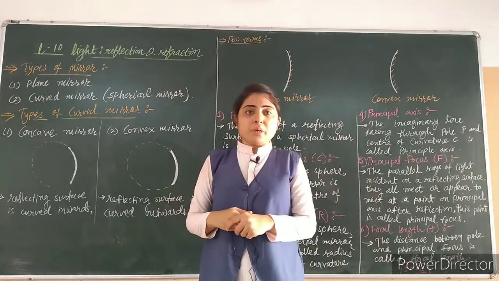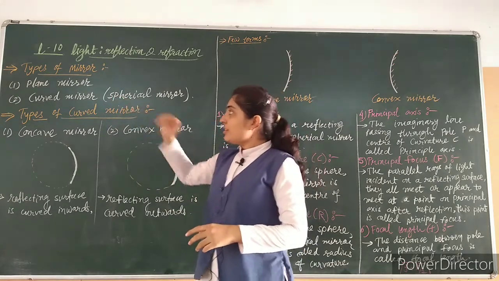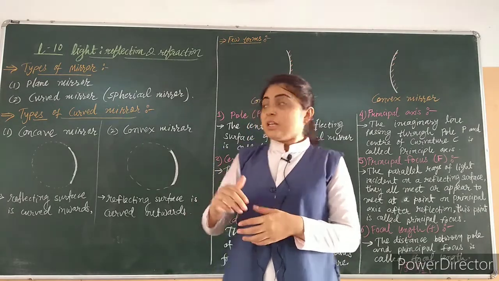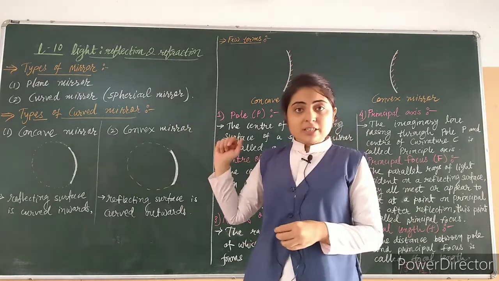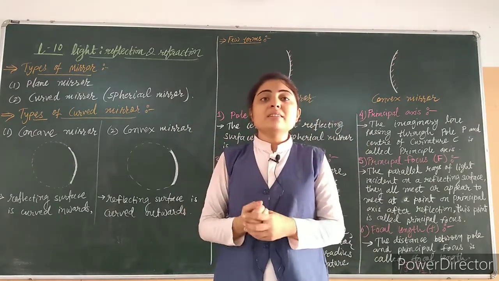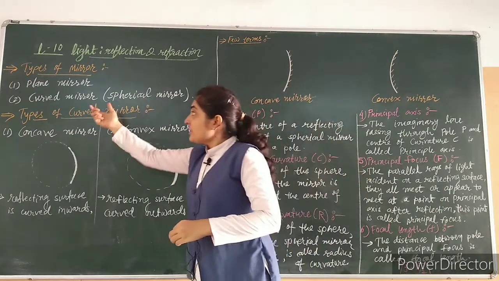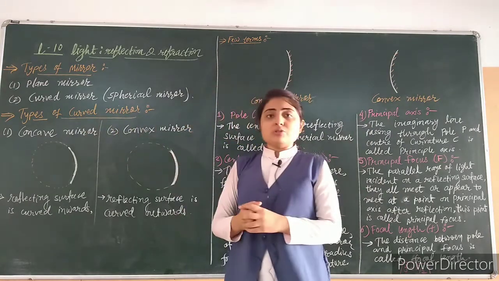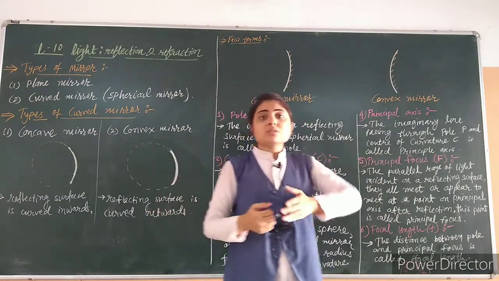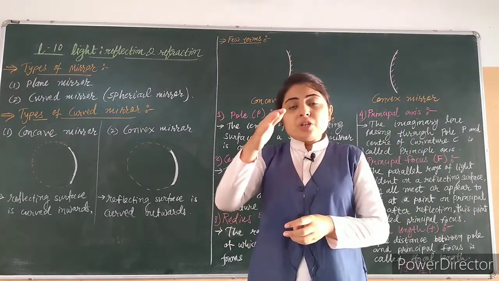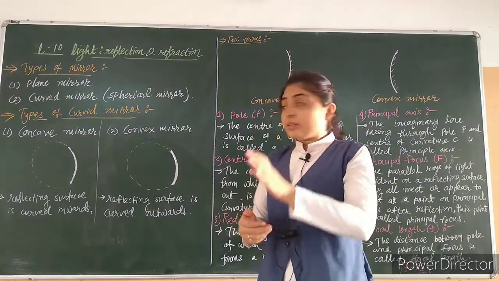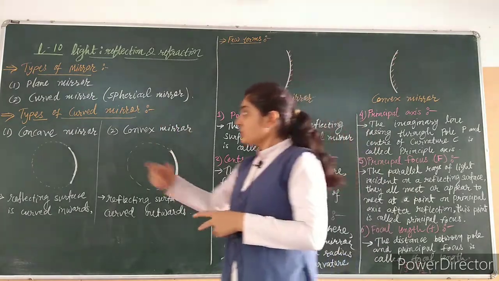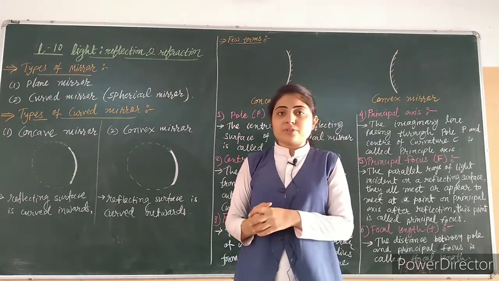Mainly, there are two types of mirror: plane mirror and curved mirror. We know that a plane mirror is a flat mirror, right? And a curved mirror, which is also called a spherical mirror, does not have a plain flat surface, but has a curved surface. Based on the reflecting surface, the curved mirror is of two types. First is concave mirror and another is convex mirror.